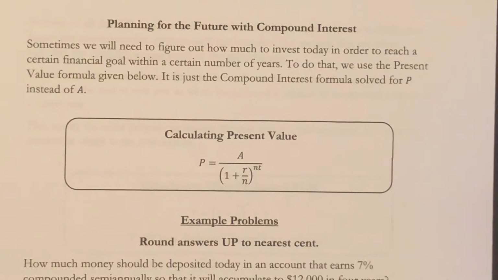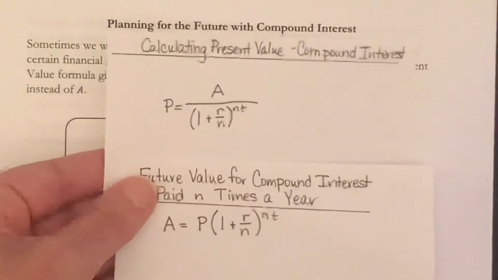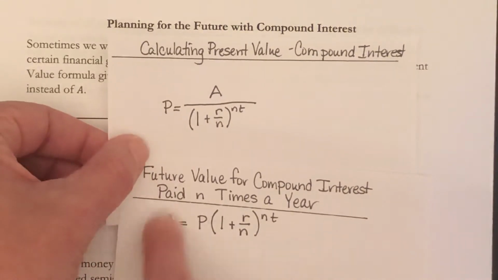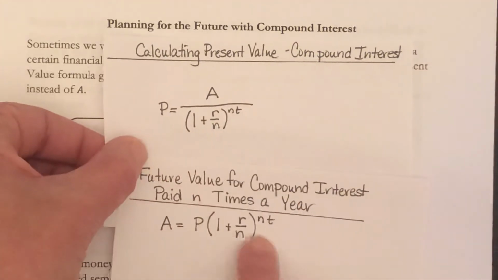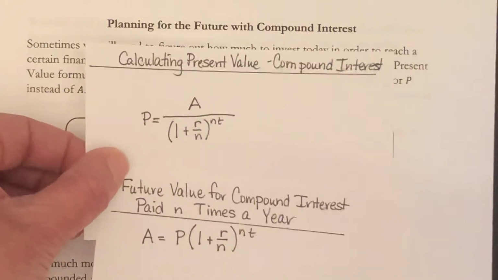This is part 3 of section 8.4. Just like we did with simple interest, you often want to figure out what you need to invest today to end up at a certain goal. So we have the present value formula for compound interest. If you'll notice, this is the future value formula solved for P instead of A. So it's not magic, it's just rearranged.